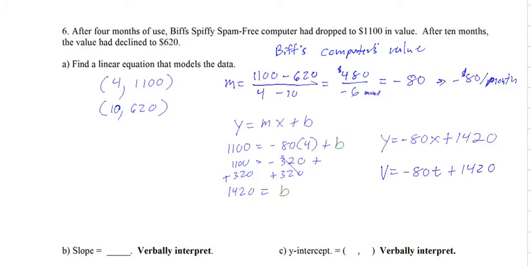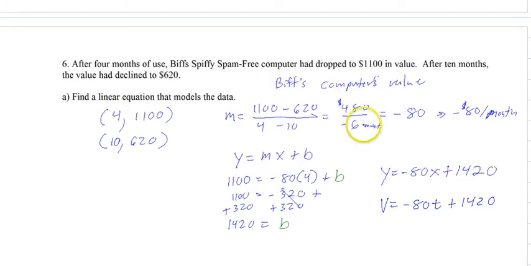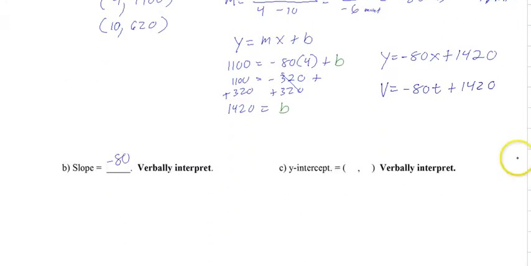So this is what you should have gotten for the equation. The value of Biff's computer is decreasing $80 per month with an initial value of $1420. Alright, try part B. What's the slope? Well, let's just do it together. It's minus 80, and I wrote the units on there. It's dollars per month. That's what we subtracted.